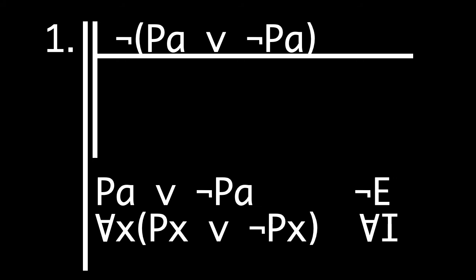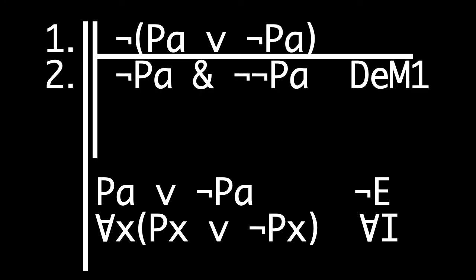What can we do with that? Well, line 1 is a negation of a disjunction. And if you look at the rules, you might notice a particular pattern, or you may remember a pattern. De Morgan's rule lets us rewrite a negated disjunction as a conjunction of negations. That is, we move the negation inside the parentheses, put it in front of both parts, and we change the or to an and. So now that we've got line 2, it's a conjunction, not PA and not not PA.